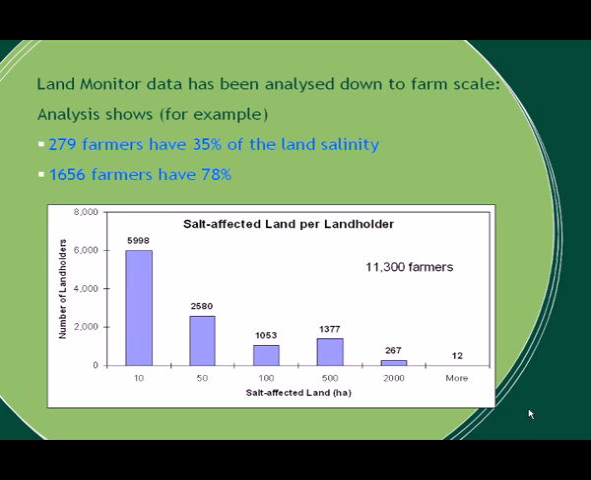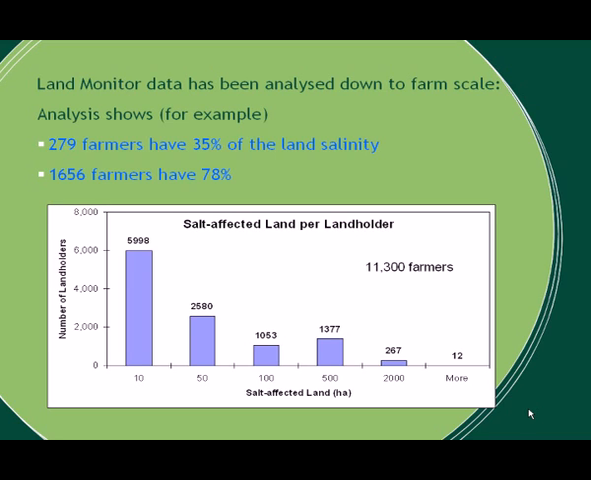On the database we have around about 11,300 farmers who own property of sufficient area to be classified, and those 11,300 farmers are the ones that have that million or so hectares that we've talked about in the previous slides. But here you can see, down on the lower axis, the area of salt affected land per farm, and on the axis to the left you'll see the number of landholders in that category.